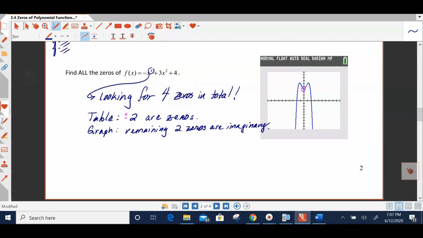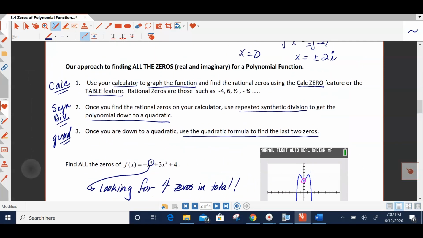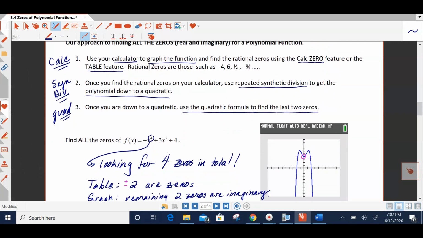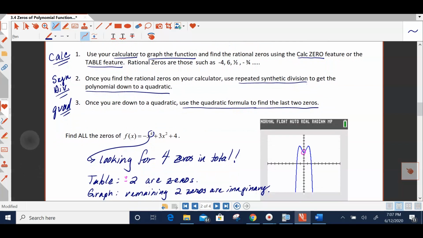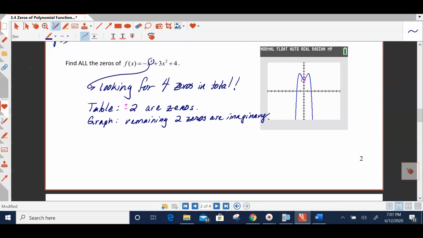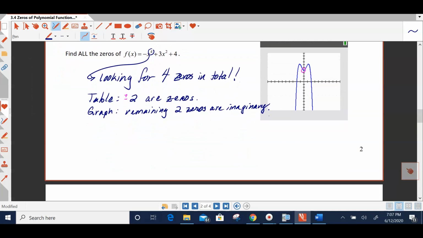So let's look back at our method. I've done my calculator. I've found the ones from my calculator. Now I need to use repeated synthetic division to get this thing down to a quadratic. It's a fourth power, and if I divide it twice, I will get it down to a quadratic. So let's put our box up. And in the box, we're going to put our zeros.